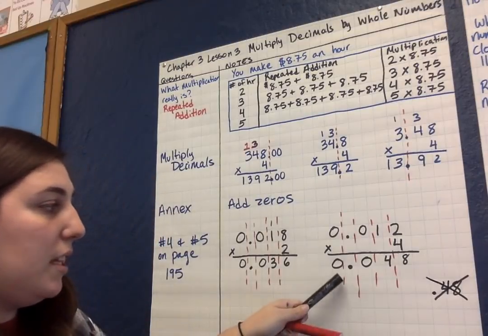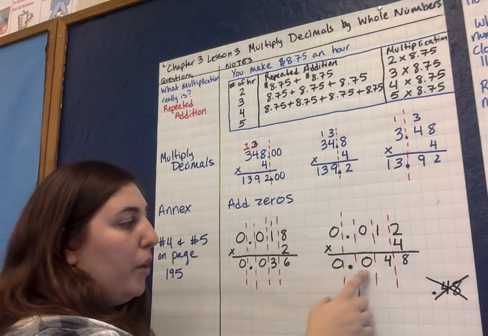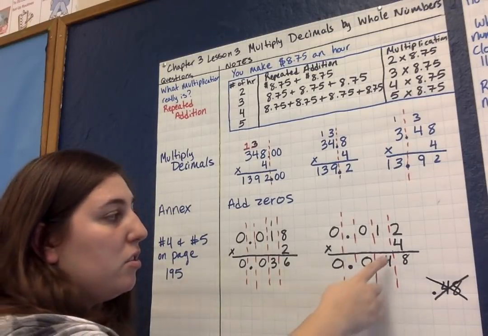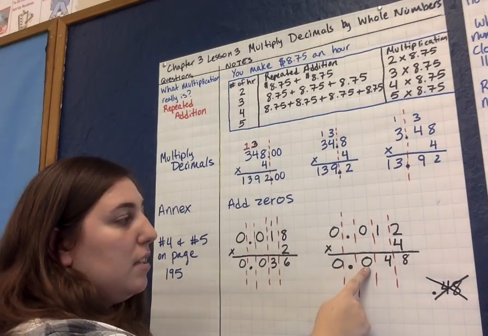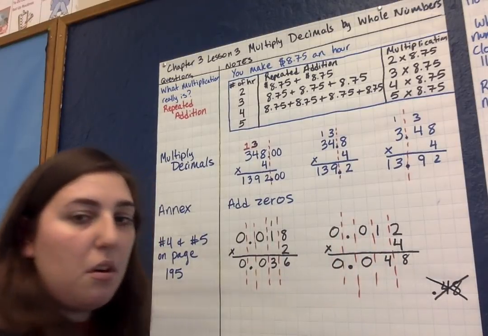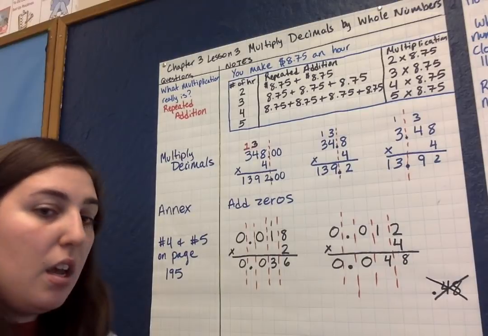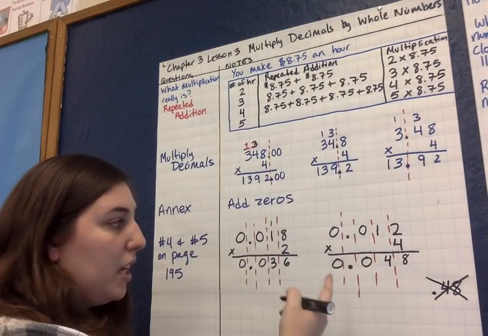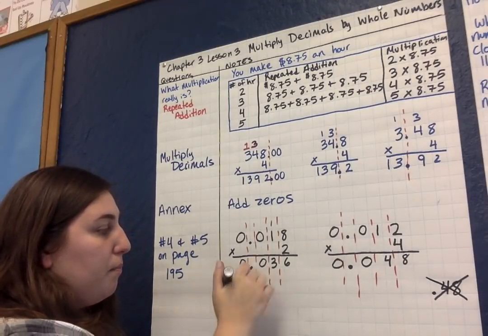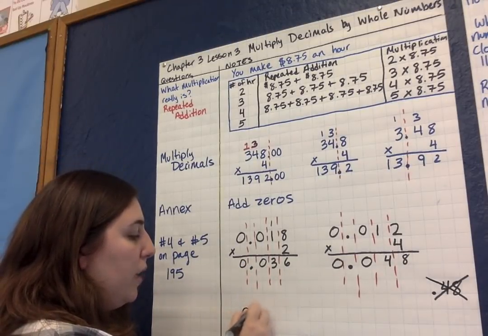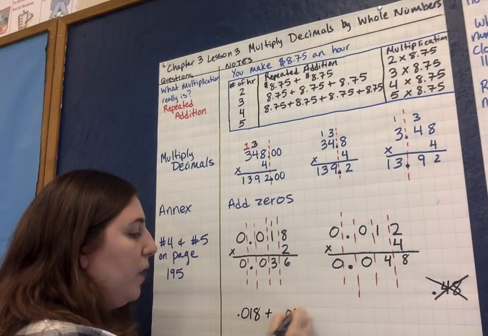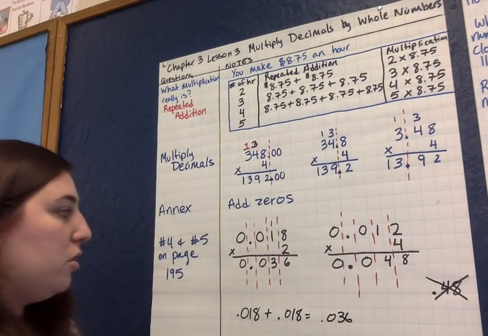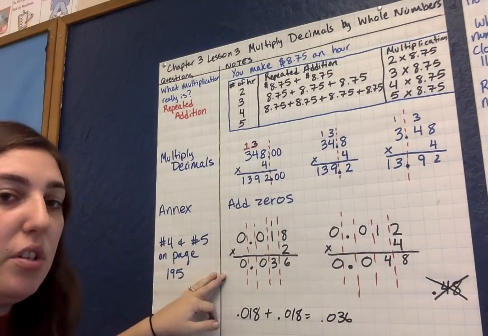Okay? So this is our answer, 0.048. It's important to have those zeros. The only reason you have those zeros is because you multiply 4 times 0 to get 0, 4 times 0 to get another 0. Okay? And if you use repeated addition to check your work, just 0.018 plus 0.018. Okay, that would give us 0.036. So repeated addition is the same as multiplication.